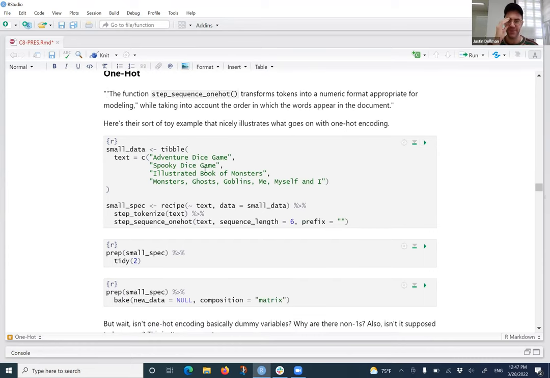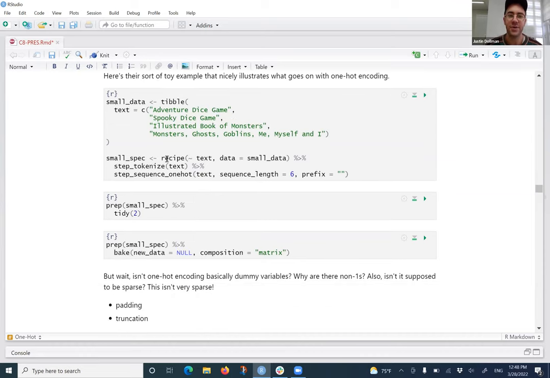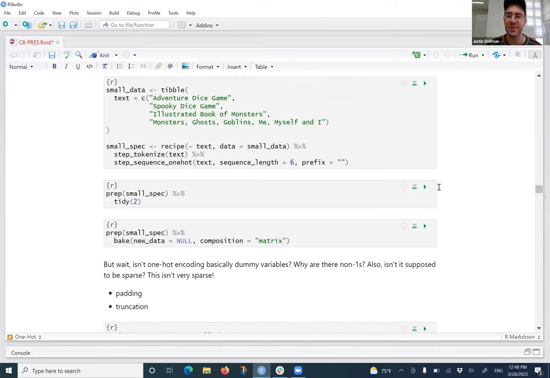So they have this, I think, nice example in the book where they're going to have an invented data set. It's a nice little toy data set. And so it's just these four titles of games. And then we're going to process it and see what happens. Okay, so there's just a recipe, so that's a parsnip thing. And so we're going to process the text from the small data. We tokenize it, and then we do this sequence one hot, right? So sequence is important because that's what we're doing. We're getting sequences. Okay, so what happens?